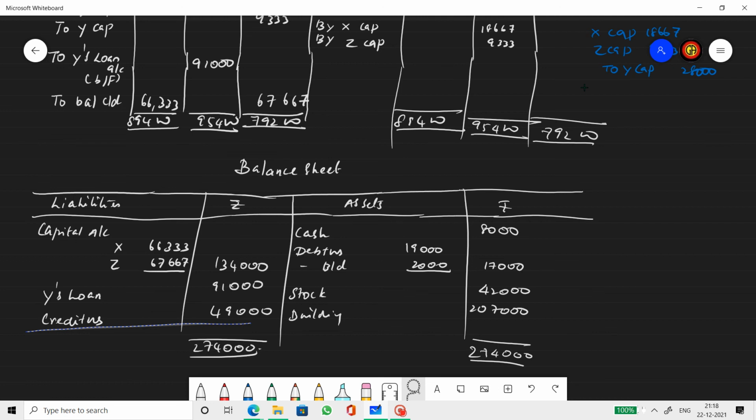Creditor remains at the same value because the question is silent. So 49,000 remains. Cash remains the same. Debtor decreases by bad debts 2,000 rupees. I already showed you the entry for that. Bad debts to debtor. So debtor will decrease by 2,000. So 17,000. Stock remains the same. Building remains the same. There was a patent in the balance sheet previously. That patent is written off, so that will also not appear in the new balance sheet. Now total the balance sheet, you will come to know that the total matches and it is 2,74,000.